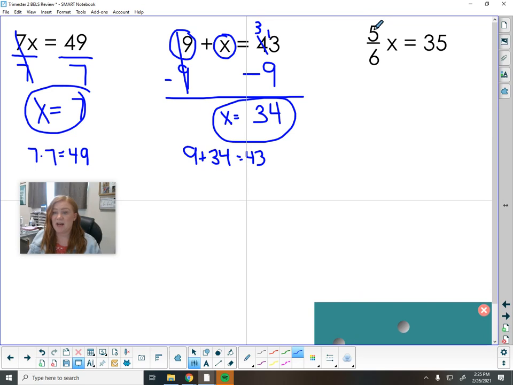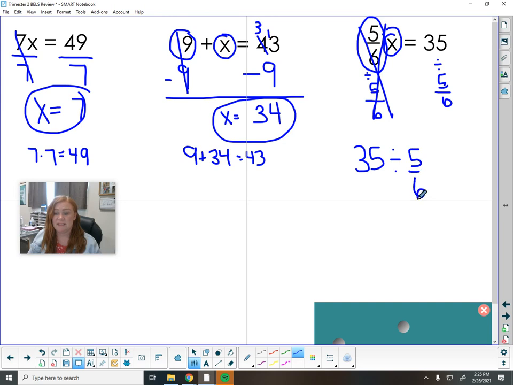Our next one here says 5/6 times x is 35. The opposite of timesing is to divide. So we want to divide by 5/6 here and divide by 5/6 here. So this is going to cancel out and just be 1x. So here we have 35 divided by 5/6. So we want to put this over 1, and we're going to copy, dot, and flop this here.